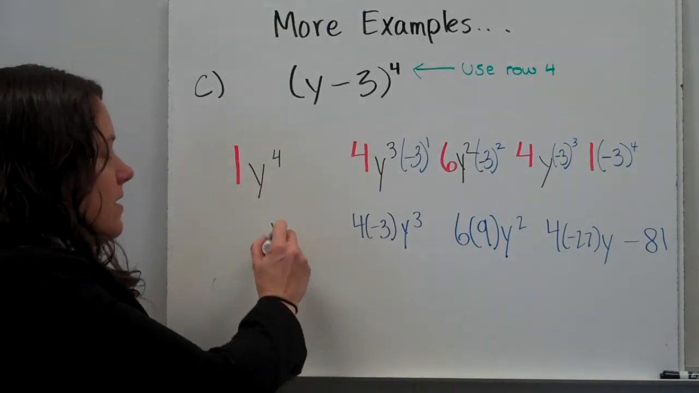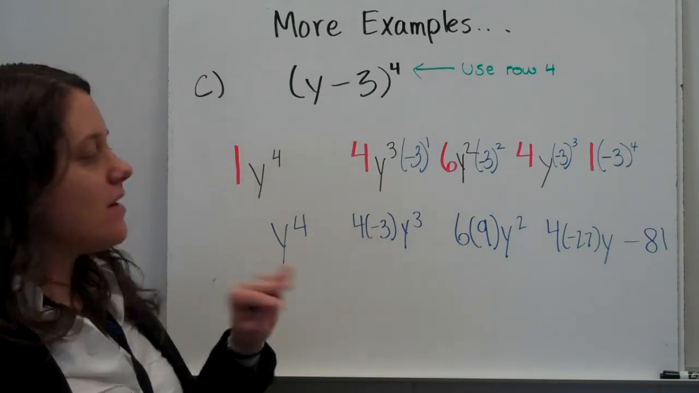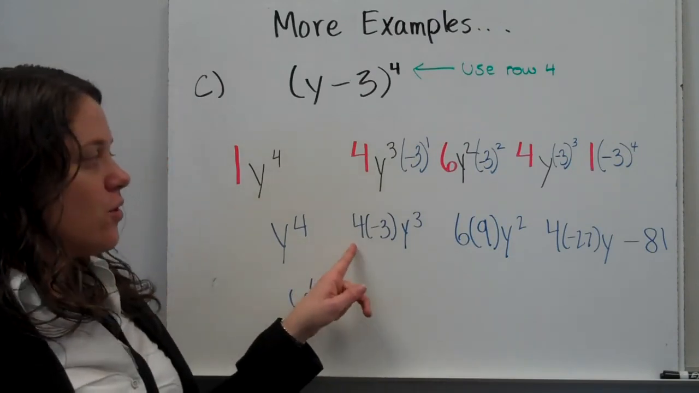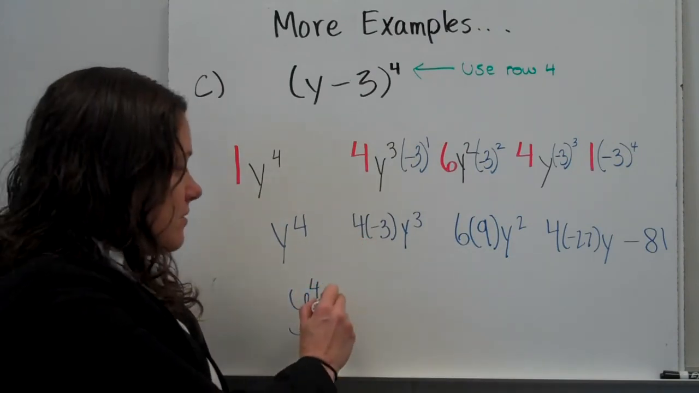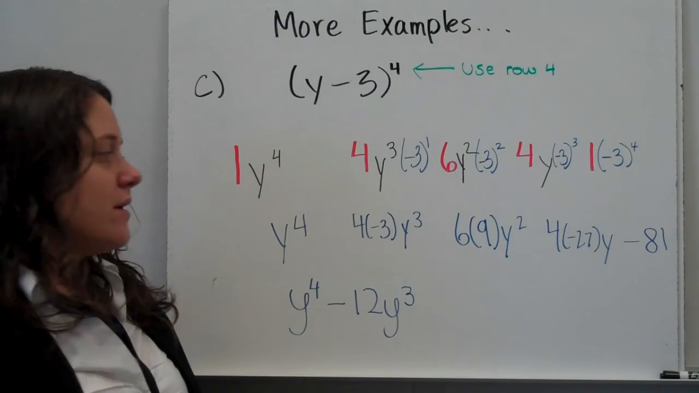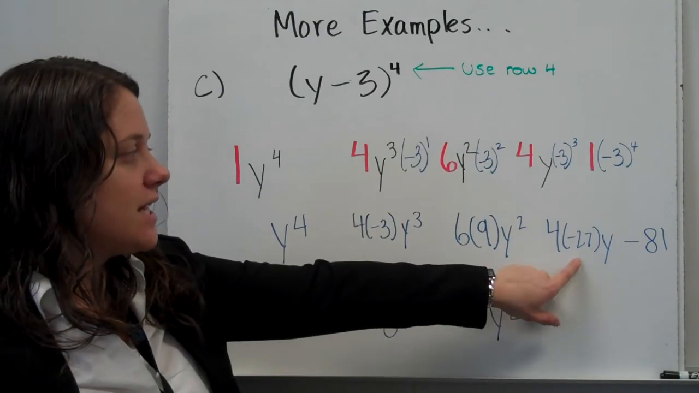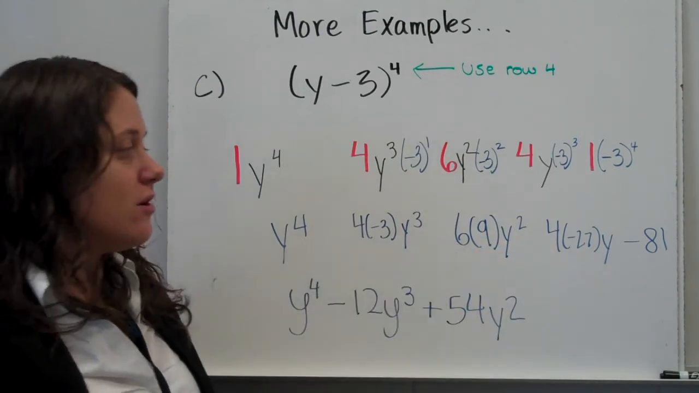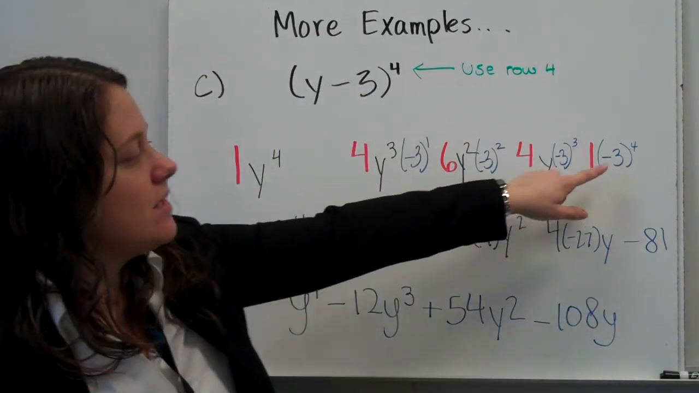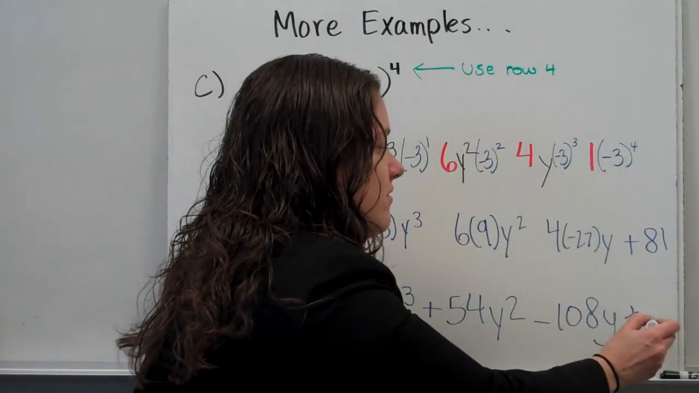Okay, and then right here I can just bring down this y to the fourth, and I know that I don't really need that coefficient. Alright, so now at the very end I'm going to go ahead and completely simplify this. So this becomes y to the fourth. 4 times negative 3, that's going to be a negative 12. So I'm going to do negative 12 y cubed. 6 times 9 is 54, right? So I'm going to do plus 54 y squared. And then negative 27 times 4, that's going to be negative 108y. And then I have this, actually, negative 3 to the fourth, that will be a plus. So I have plus 81.